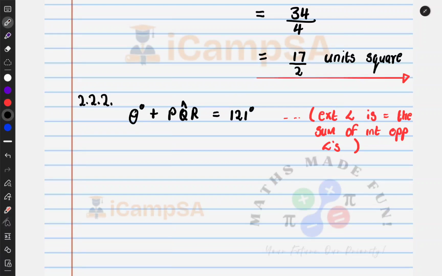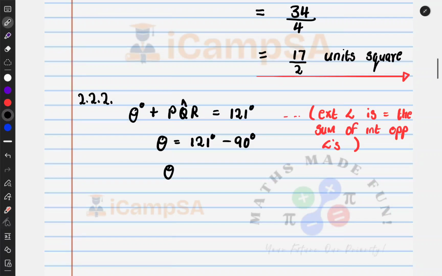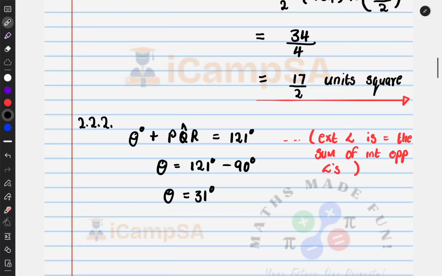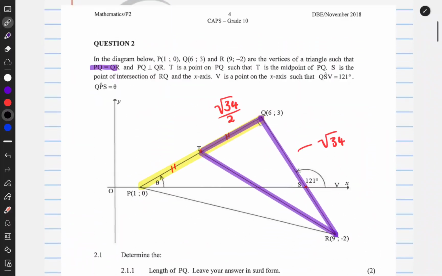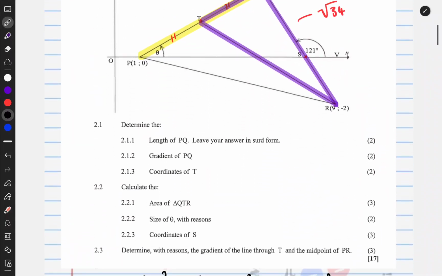Therefore, angle theta is equal to 121 degrees minus 90 degrees. Therefore, theta is equal to 121 degrees minus, let me quickly punch that, I think it's going to be around 40, or it's 31 degrees. 31 degrees. So that is the angle theta we were looking for. Yes, that's the angle theta that we were looking for.